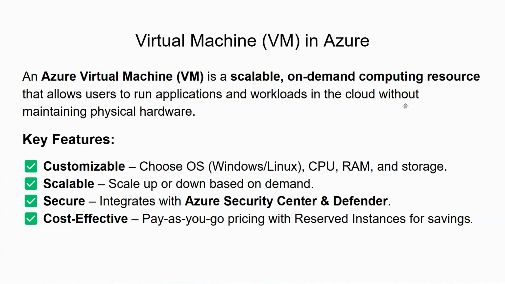Whereas on premises, we need to purchase something again and fix it, so it takes a lot of time and effort, and sometimes we are wasting resources. That is the main use case of any cloud provider like AWS, Azure, GCP, any cloud provider.